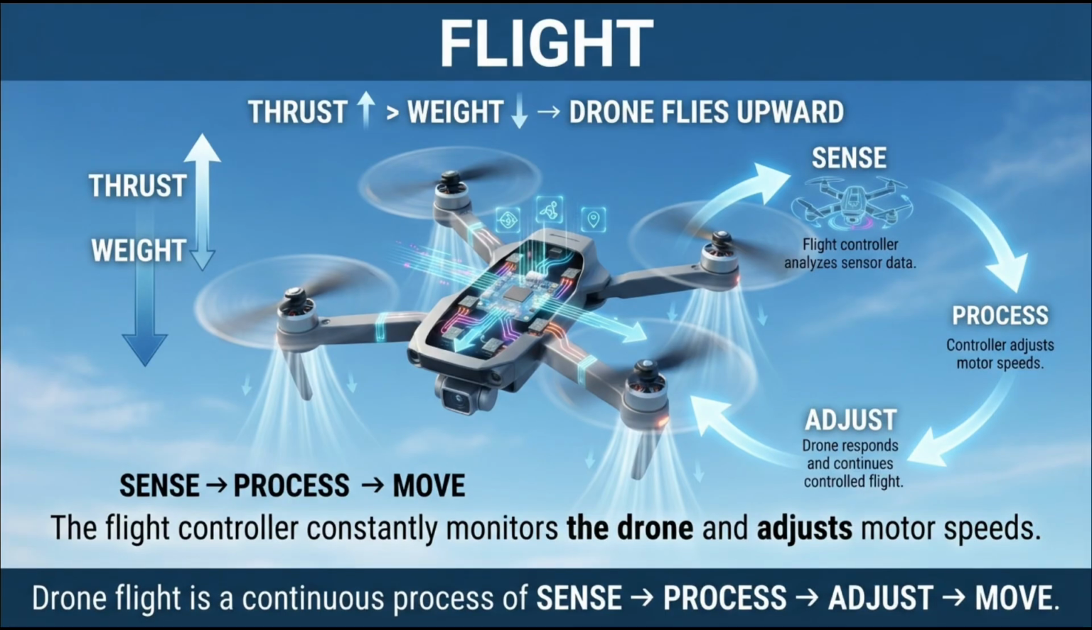But the flight controller doesn't simply turn the motors on and walk away. It constantly monitors the drone and adjusts motor speeds. This makes drone flight a continuous process. Sense, process, adjust, move. And then the process repeats again and again. That is how controlled drone flight is achieved.